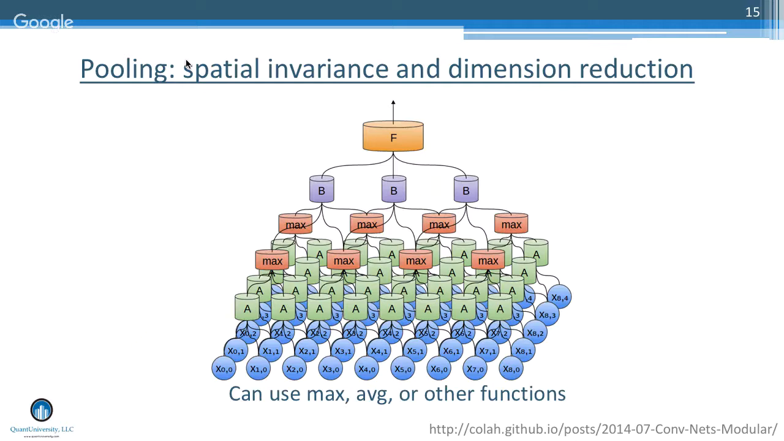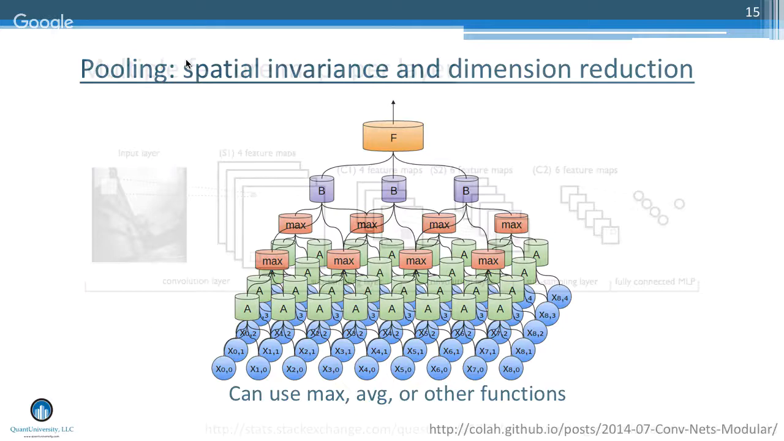So this gives you some invariance to wiggling things around, and reduces, by a factor of 4 or 9 or however big you want to do, the amount of data you have to then deal with further down the network.